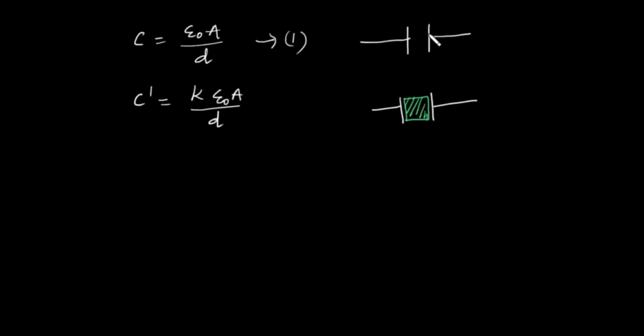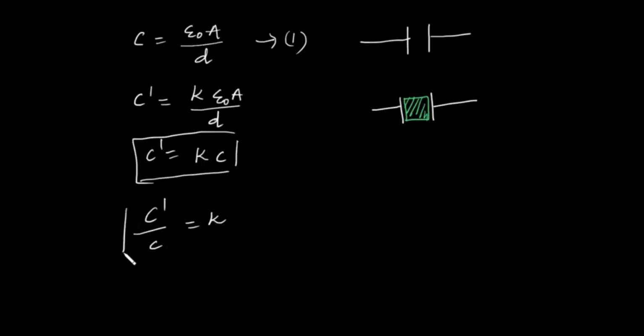So when the capacitor is filled with the dielectric, its capacitance increases by K times. Say, using equation 1, epsilon naught A by D as C, then we can write this as KC. C dash is equal to KC. So when you place a dielectric, the capacitance of the parallel plate capacitor increases by K times. C dash is equal to KC, or C dash by C is equal to K.